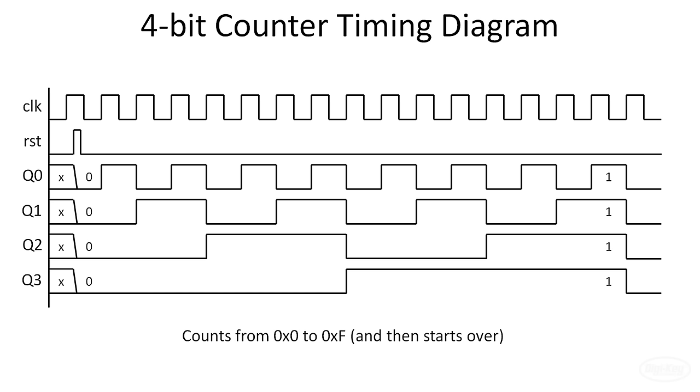When the output is 15, or binary 1111, the next positive clock edge will cause the counter to reset, or roll over, back to 0.